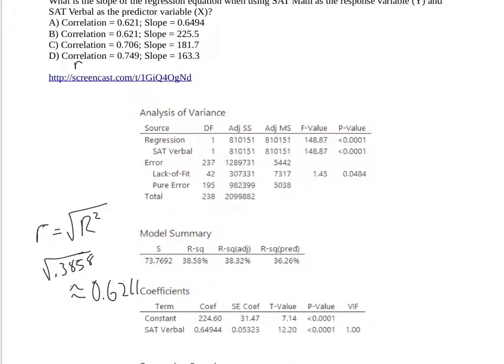Alright, and that further confirms that selection A is the correct answer. We have a match on correlation, we have a match on slope, which comes from, well, right here, as well as a little bit further down. So that's our answer. So that's how we're going to work with the output that Minitab gives us to find the correlation and the slope of a regression equation.